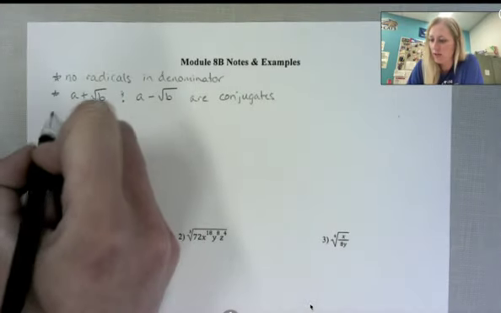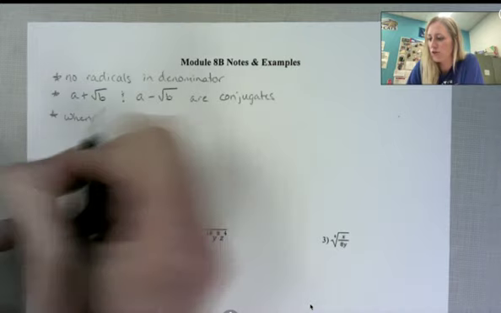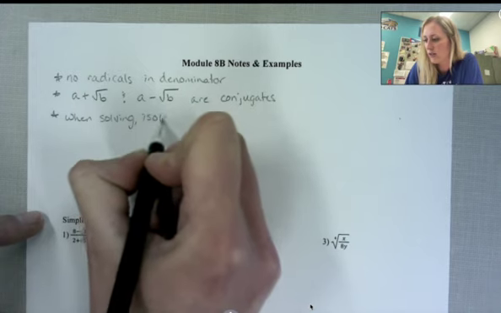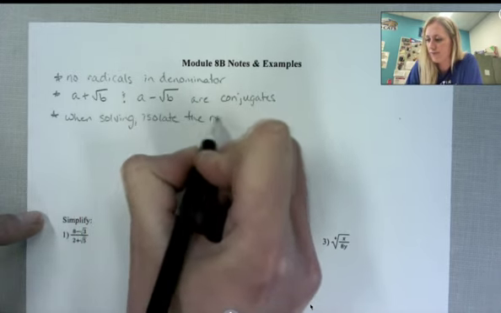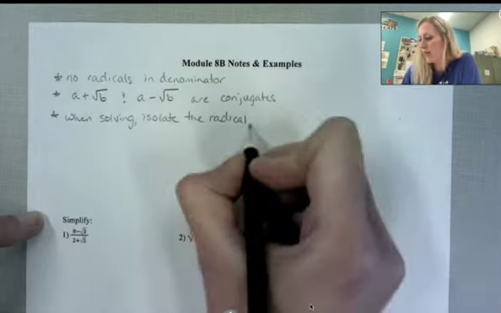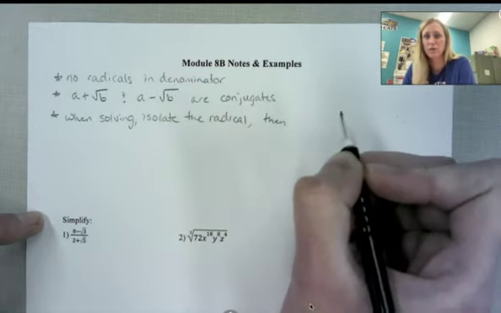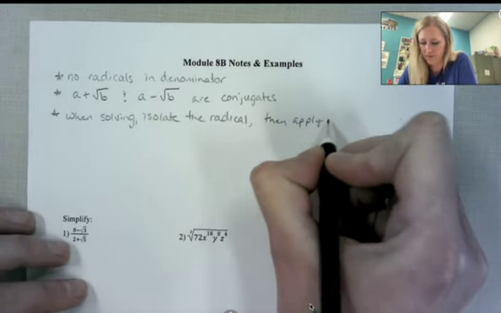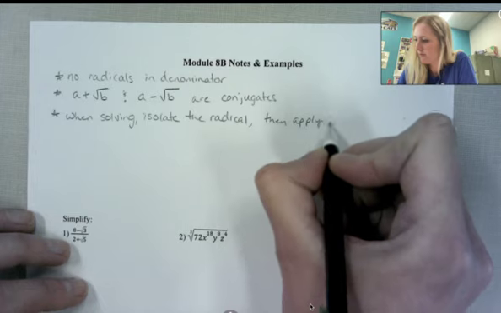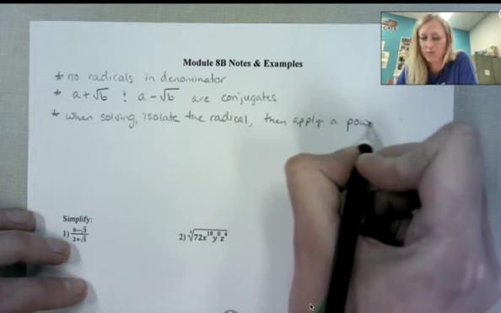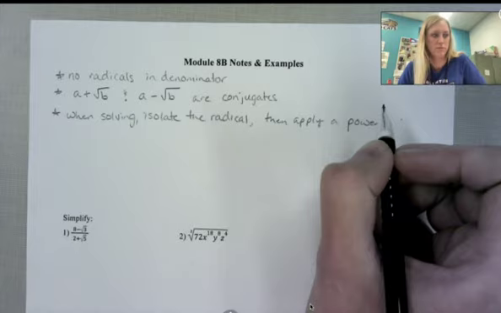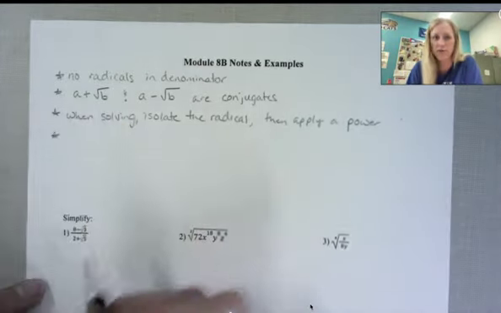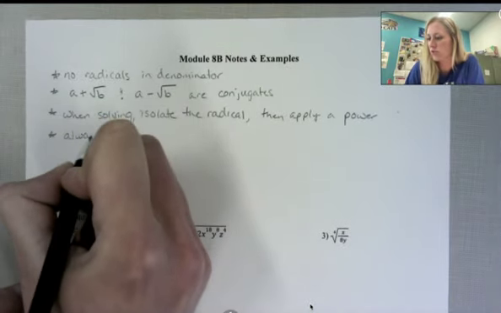When we're solving, we're going to get the radical by itself. So we're going to isolate the radical, and then apply a power. So if it's a square root, we would be squaring it. If it's a cube root, we would be cubing it. Okay, and then the other thing when we are solving is always check for extraneous solutions.